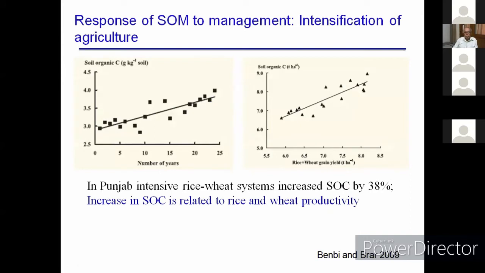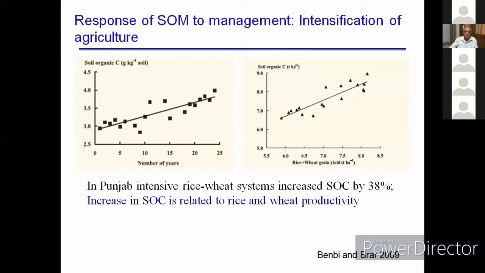Now, a real example from the North Indian state of Punjab. For those of you who don't know, the three states of India, Punjab, Haryana, and West Uttar Pradesh, are the original green revolution states. The green revolution started from these states in India. So they are great examples, case studies where you can see what is happening over time. We have this data for 25 years, from 1980 onwards up to 2005.